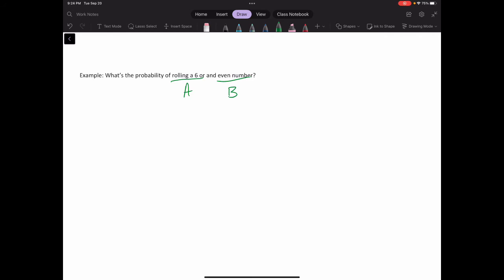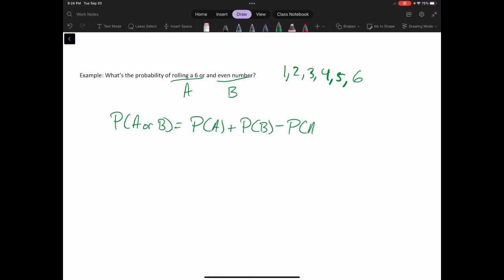Excuse me, that's what we're doing here, even though it doesn't say so. We're rolling a single die. Remember, you can land on either 1, 2, 3, 4, 5, or 6. So the probability of A or B, and I like to write my formulas just as a way of muscle memory, so I don't have to keep on looking it up.